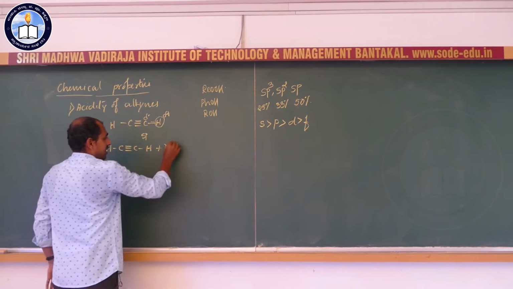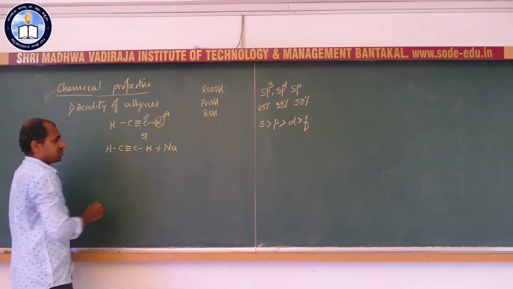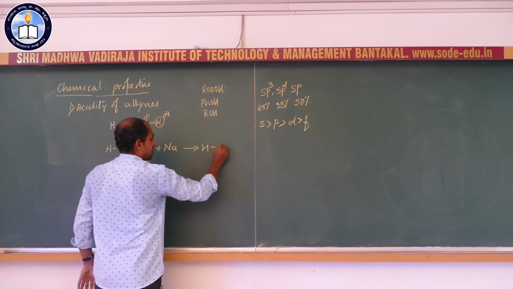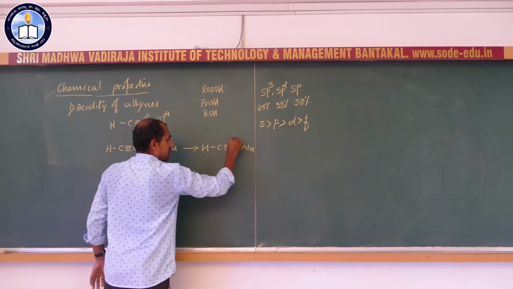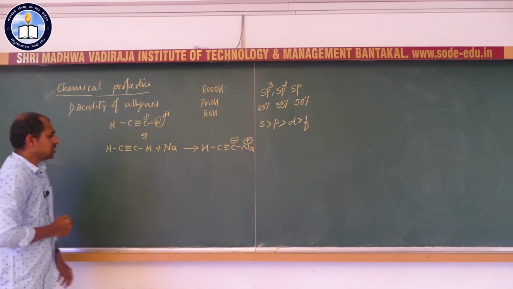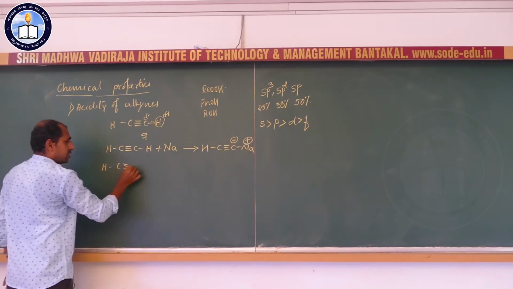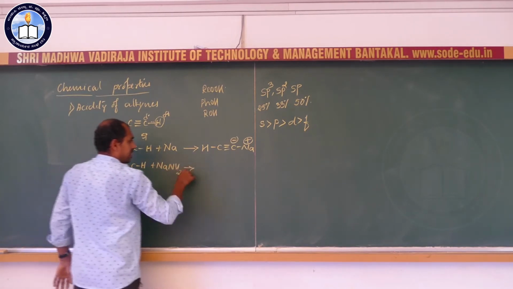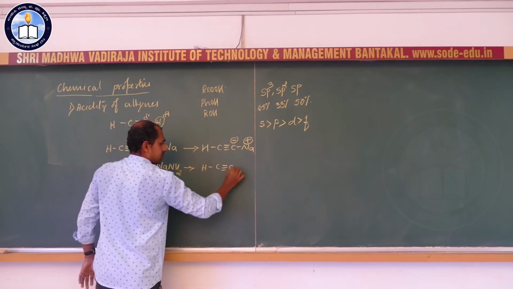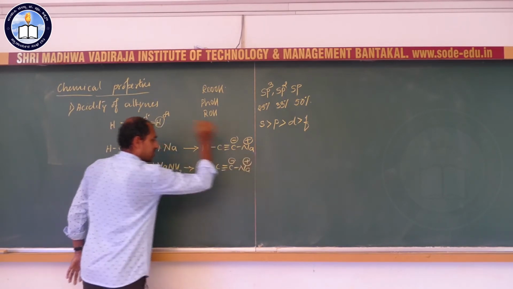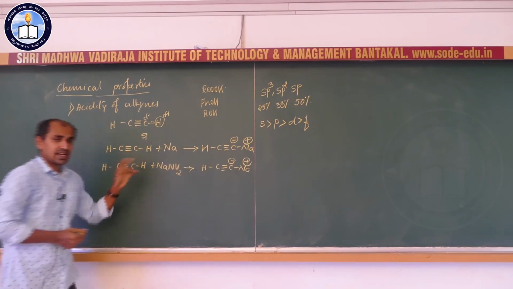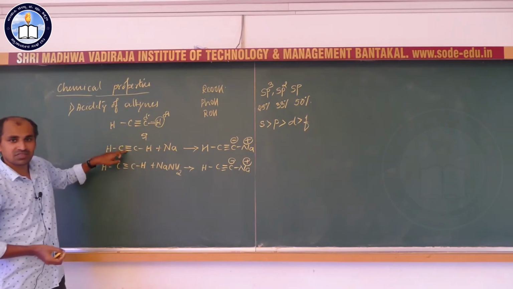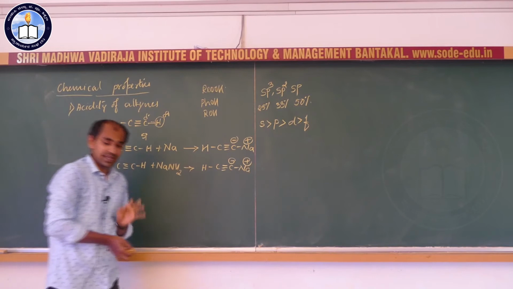So, let us take an example of sodium as the base. When ethine reacts with sodium, it forms the corresponding salt. Sodium ethine is formed. In the same way, ethine is treated with sodamide, another stronger base. We get again the same salt. So, these two reactions indicate that the hydrogen attached to this alkyne is acidic in nature.